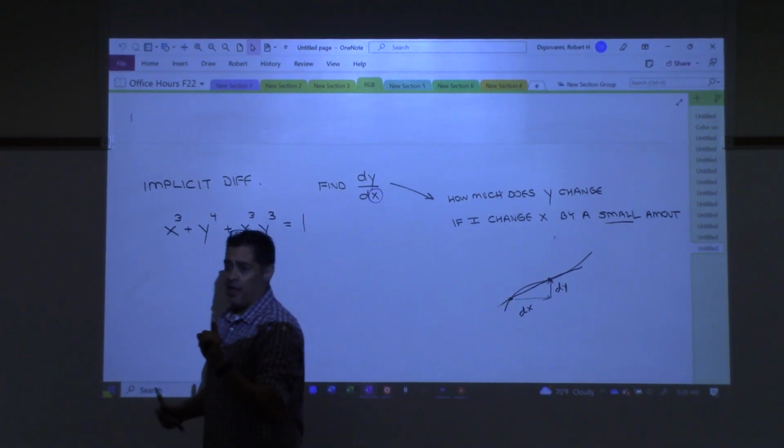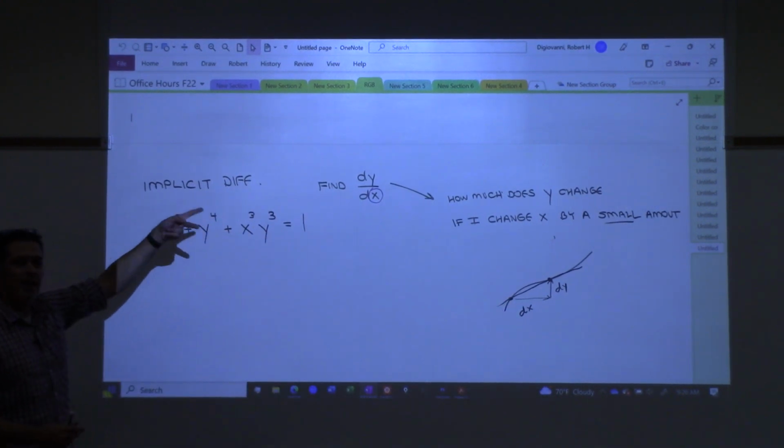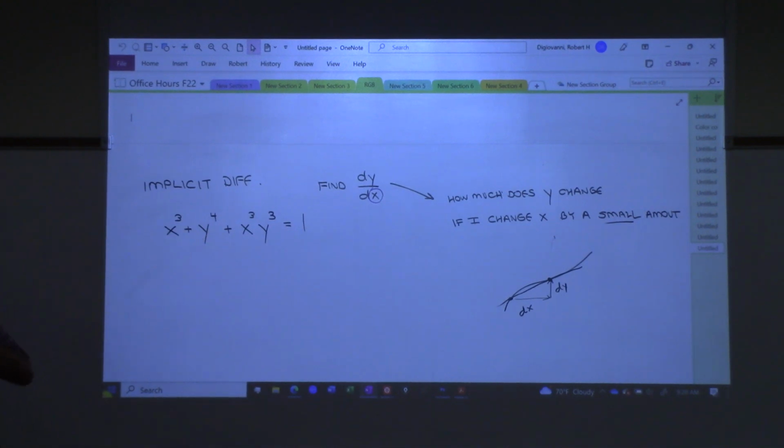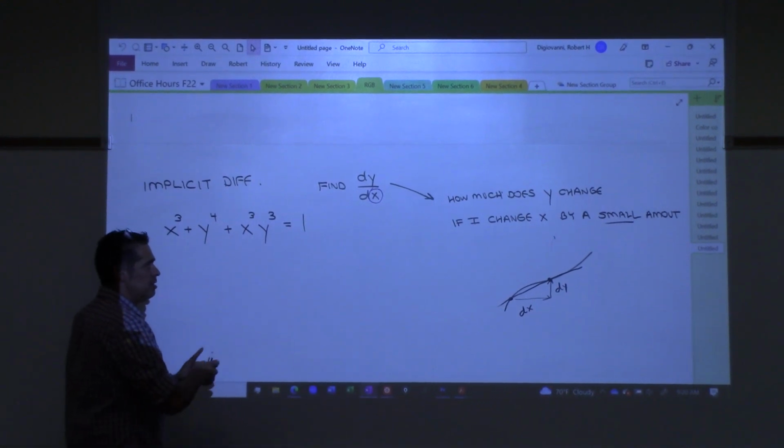It is possible that I could have reversed that and I could have put dx over dy. And then I'm asking if I change y, how much does x change by, and then make that ratio. It's not the same answer. And we're going to do that. That's why we want to make sure that we understand this notation.